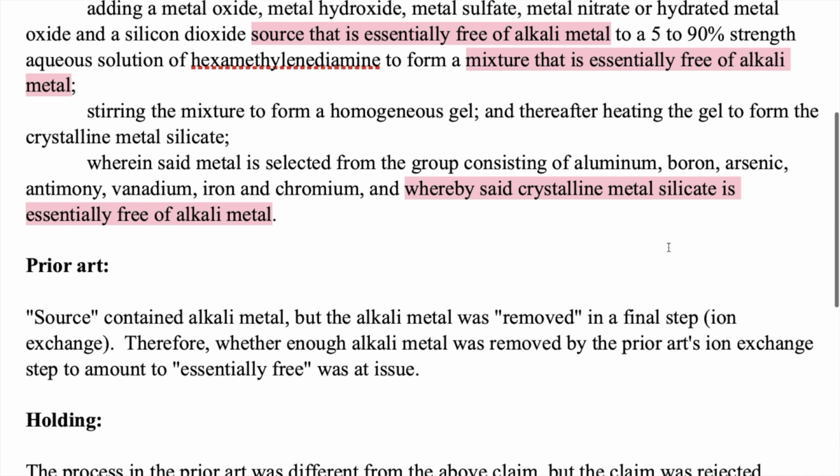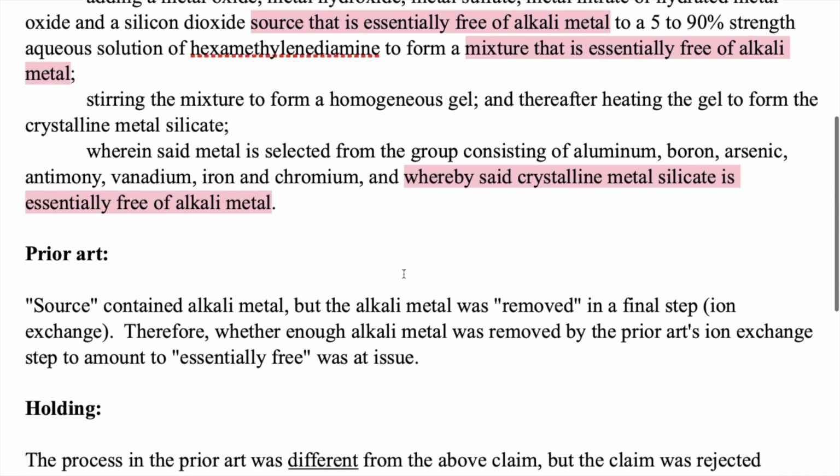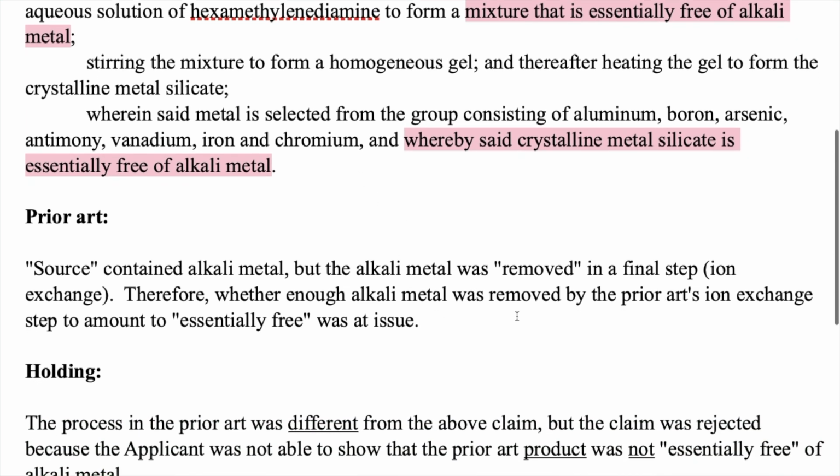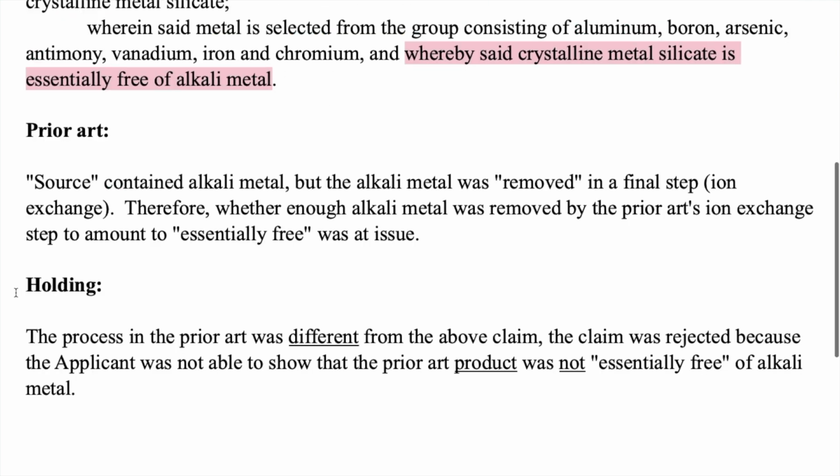So basically the prior art did a different process, but it ended up with a compound where the alkali metal was removed. Now, when it was removed, is it enough to be essentially free? And that was the question. So the decision was, even though the process of the prior art is different from the above claim, the claim was rejected because the applicant was not able to show that the prior art product was not essentially free of alkali metal.